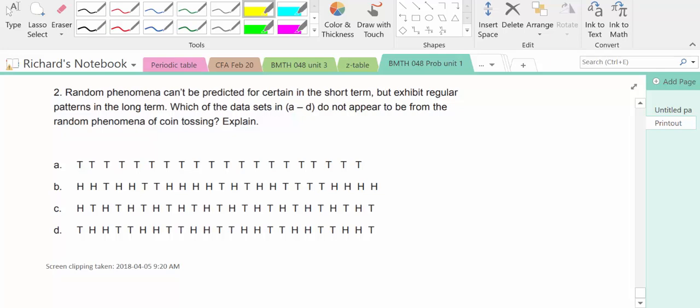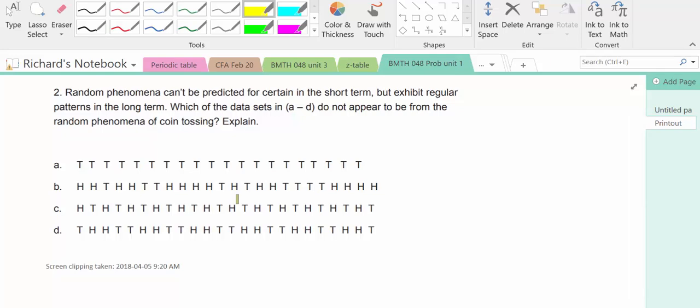Question 2 involves random phenomena can't be predicted in the short term, but can have regular patterns in the long term. So let's see if we can see which pattern would not be random phenomena of coin tossing. So in A, obviously here, this is not a random phenomenon of coin tossing because they're all tails. In B, you got 2 heads, a tail, 2 heads, 2 tails, a bunch of heads, a tail. So B actually looks pretty random to me.